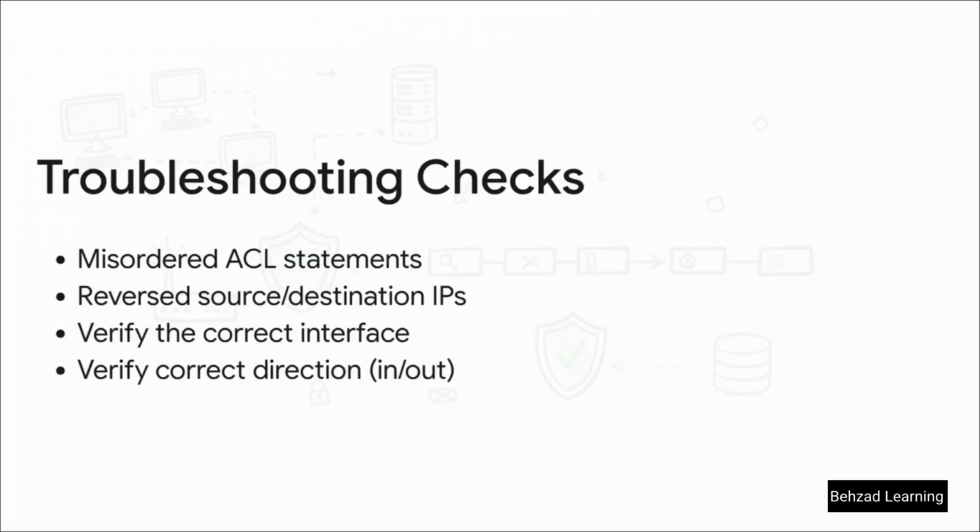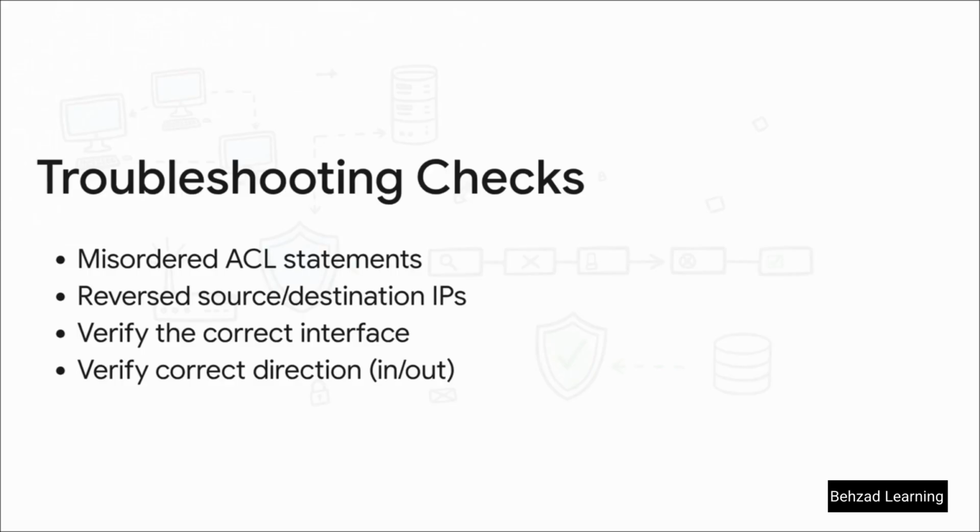So when you're stuck and packets just aren't flowing, I want you to run through this mental checklist. First, check for misordered statements. Remember, routers use first match logic. They read the list top to bottom, and the very first rule that matches a packet gets executed. If you have a super broad rule at the top that denies all traffic, and a really specific rule below it that permits the HR server, well, that permit rule will literally never, ever get hit. Always put your most specific statements at the top.